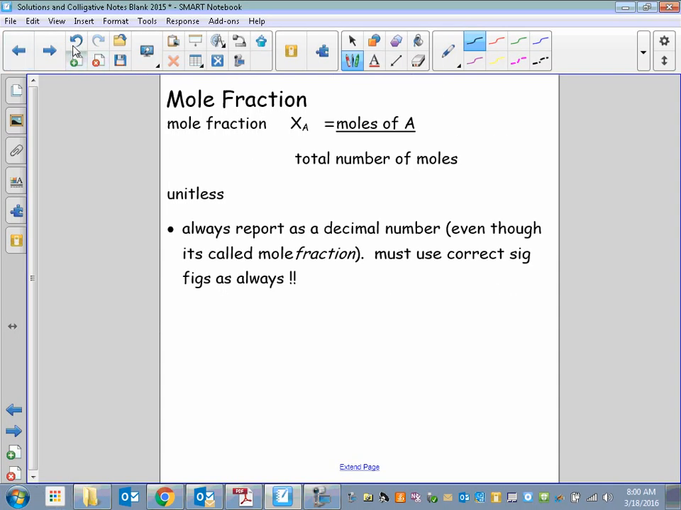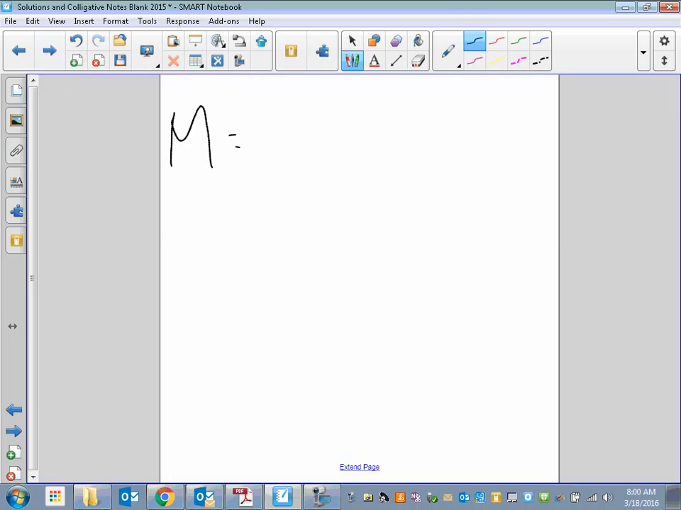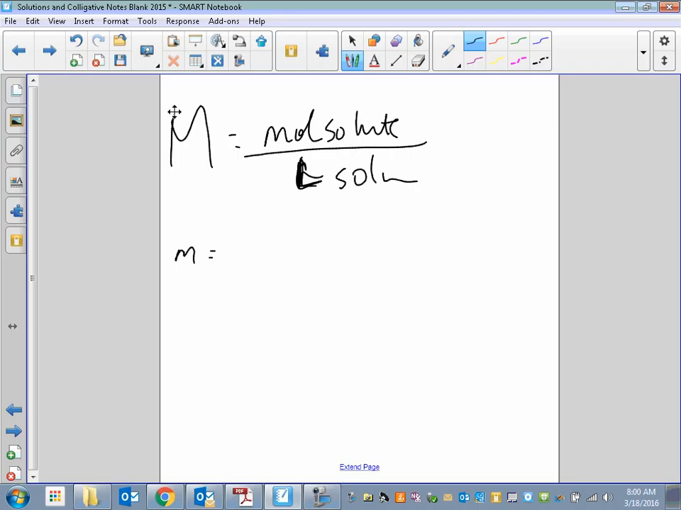Let's make sure we're all good there. Molarity is moles of solute over liters of solution. Molality, which is little m, is moles of solute over what? Of solvent, right? Not solution, not solution.